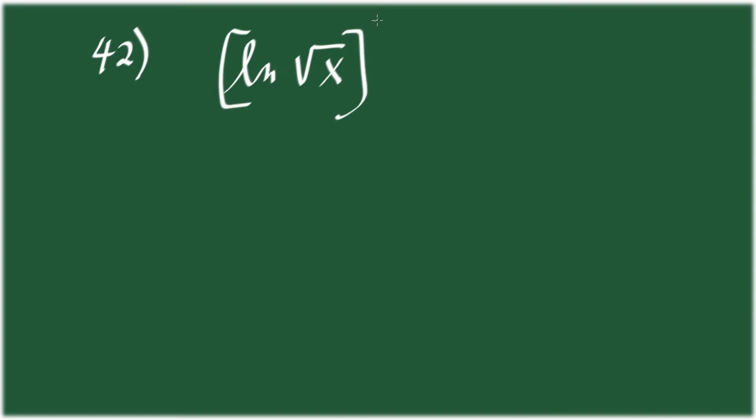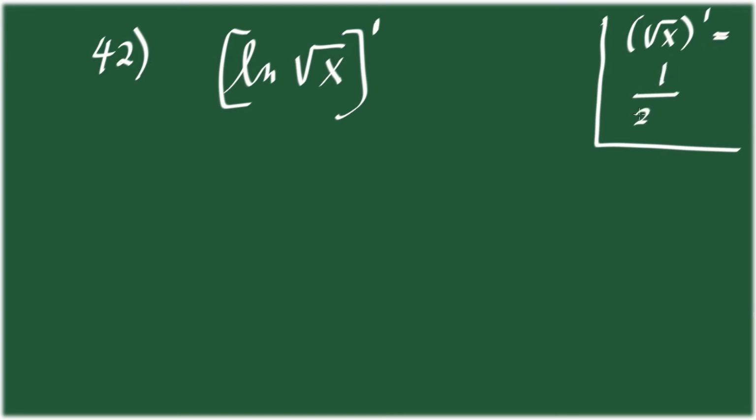Now let's go see number 42. How about it's a combination of natural log and square root of x? What is the derivative? Remember the shortcut we have for square root of x. Its derivative is 1 over 2 square root of x. Now, if we have to get the derivative of the natural log of that square root of x, can we still apply the shortcut?